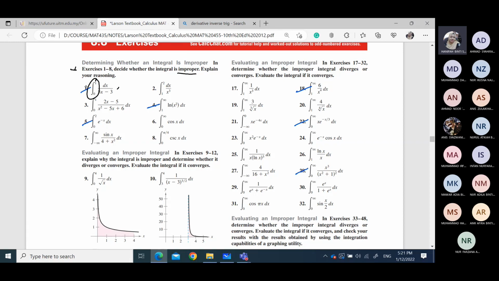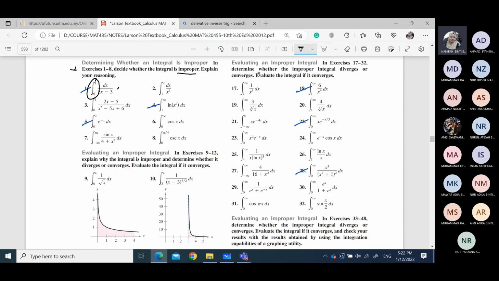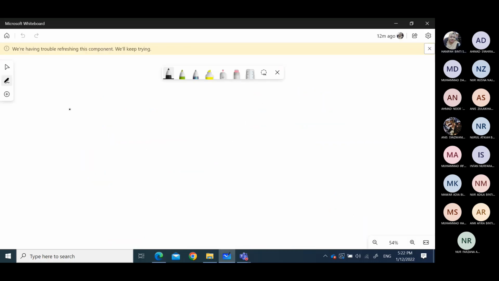So katakan dia ada gap dekat situ. So kita boleh katakan dia adalah discontinuous lah. So bila discontinuous, we can say that the integral is improper integral. Lagi satu yang melibatkan infinity, itu juga adalah improper. Okay, so now let us check the discontinuity for this function. So here we have this function which is 1 over 5x minus 3. Okay, so number 1, we have this integral 1 over 5x minus 3.